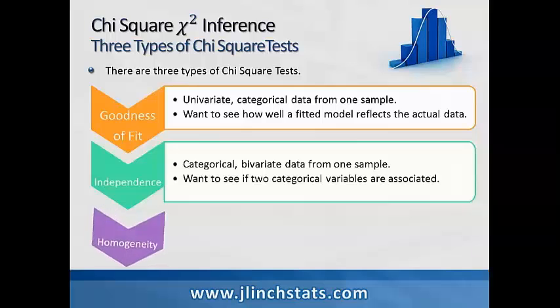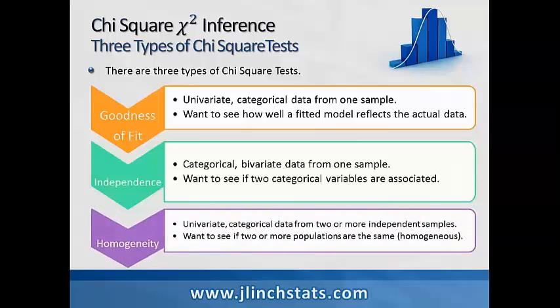And finally, we have the chi-square test for homogeneity. Now the test for homogeneity uses univariate categorical data from two or more independent samples. In a chi-square test for homogeneity, we want to see if two or more populations are the same. Are they homogeneous? Now we can do this with two populations, or we could do it with several populations. Once again, all three of these chi-square tests use categorical data.